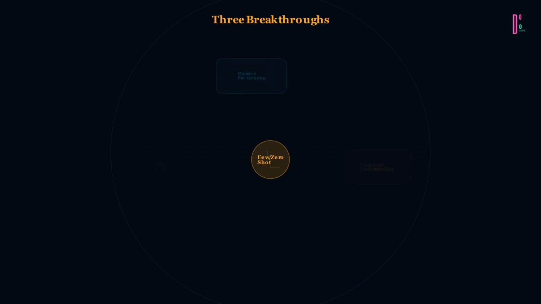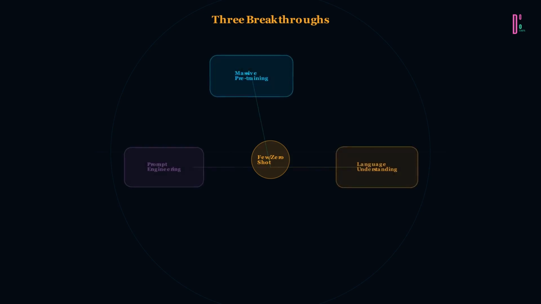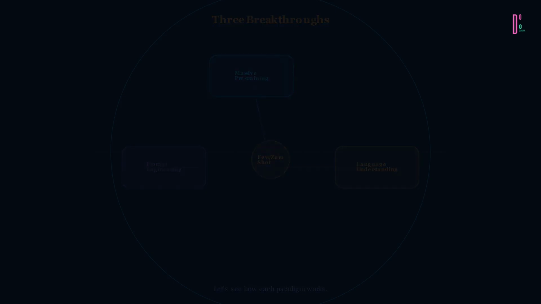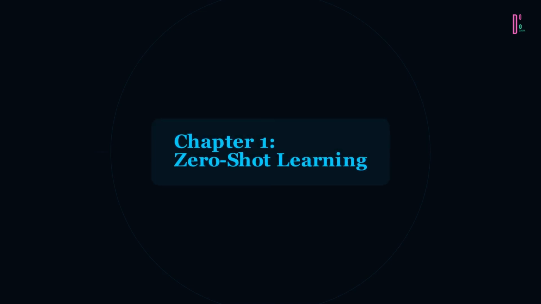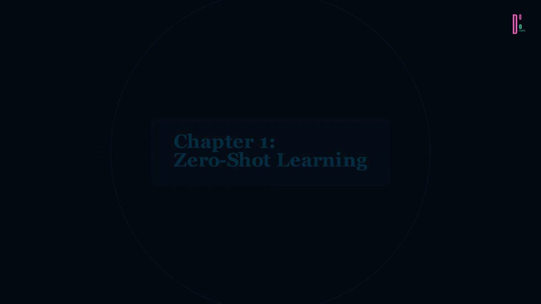This isn't magic. It's the result of 3 breakthroughs working together. Massive pre-training gives models world knowledge. Language understanding lets them interpret new instructions. And prompt engineering lets us communicate exactly what we want. Zero-shot learning, classifying something you have never seen labeled training data for. Sounds impossible, right? Let's see how it actually works.